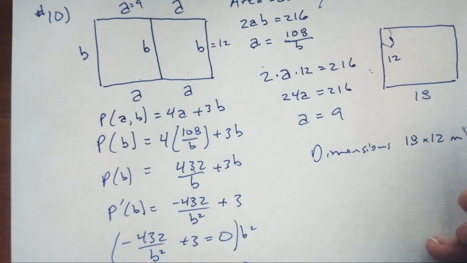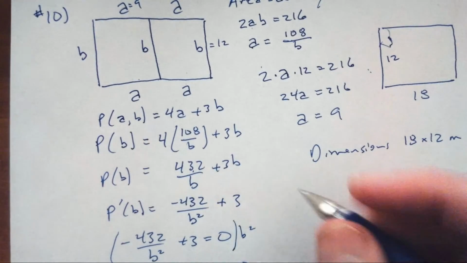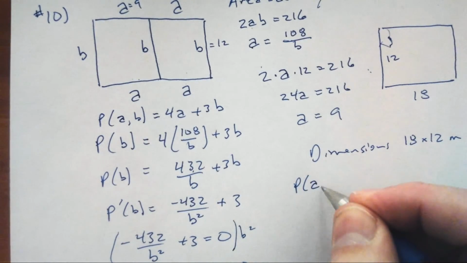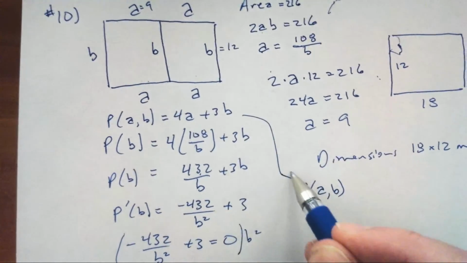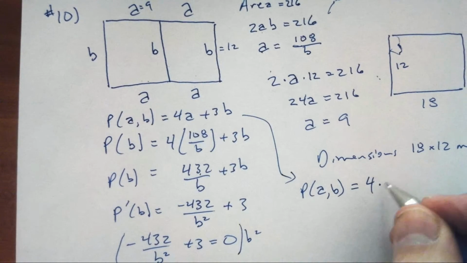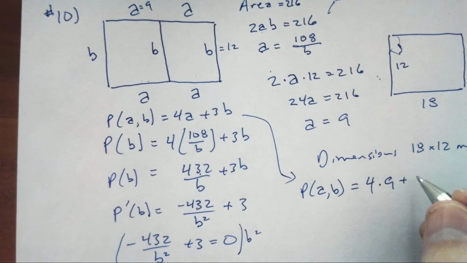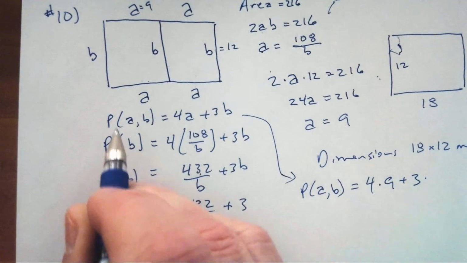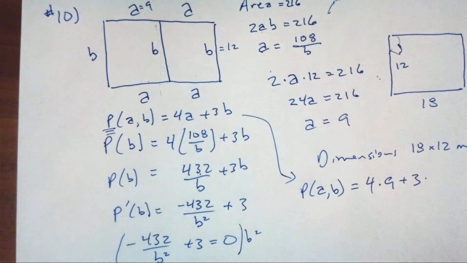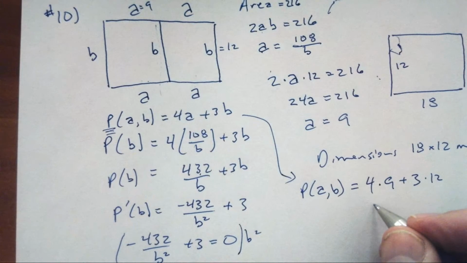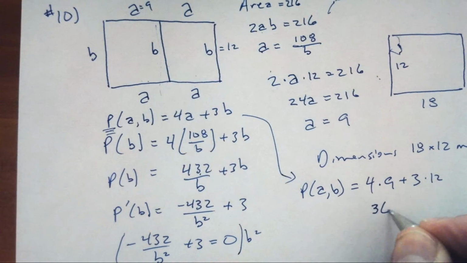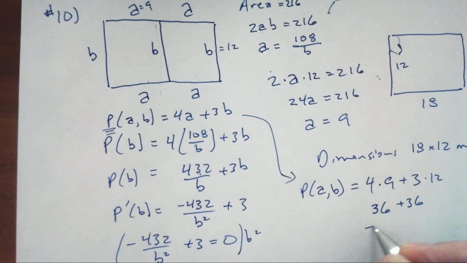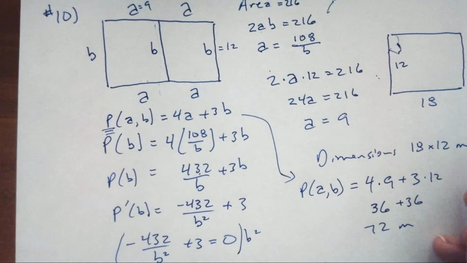Oh, we already have the total area. How much fence will be needed? That would be our perimeter. So our perimeter, in terms of A and B, is 4 times 9 plus 3 times 12, or 36 plus 36, 72 meters, and our dimensions are 18 by 12 meters.